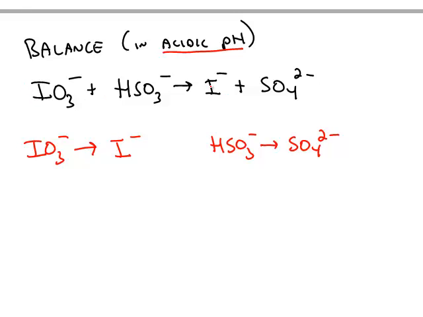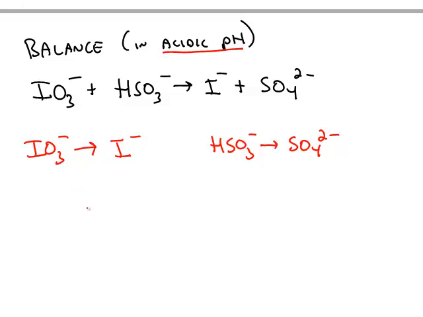Iodine has to turn into iodine, sulfur has to turn into sulfur, so we're able to separate the two fairly easily. If not, you can always assign oxidation numbers and figure out what was oxidized and what was reduced. So let's take the half reaction on the left first. The first thing to balance is iodine, and there's one on both sides, so it's already completely balanced for iodine.